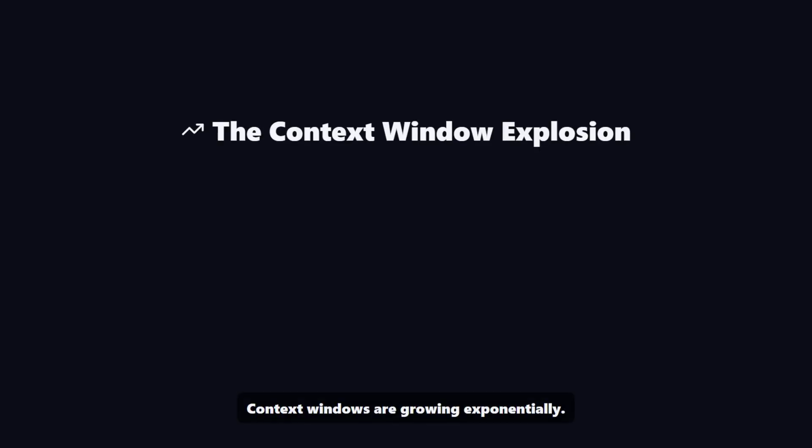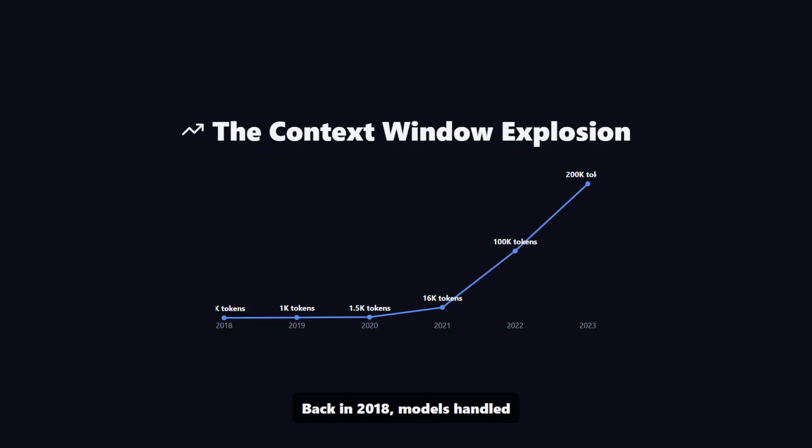Context windows are growing exponentially. Back in 2018, models handled a small context, often only capable of processing a short paragraph. Today, models like Claude 3 handle up to 200,000 tokens, roughly 150,000 words, or over 500 pages. On the exam, you'll be asked to match document length to an appropriate model. This timeline is your cheat sheet.